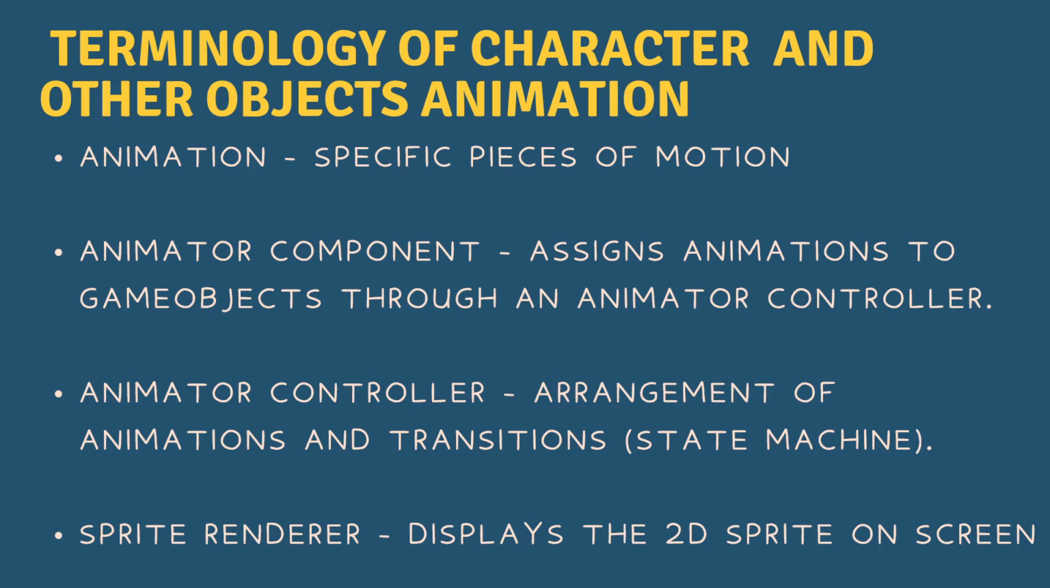Terminology of character and other objects animation. First is animation. It is a specific piece of motion. Second is the animator component. It assigns the animation of game objects to an animator controller. Third is the animator controller. It arranges the animation and transitions of the game objects. And lastly, the sprite renderer, which displays a 2D sprite on screen.